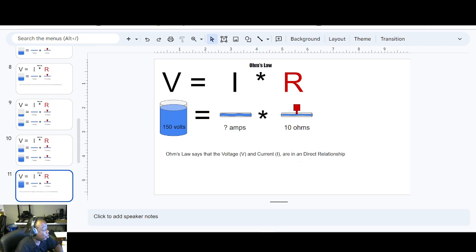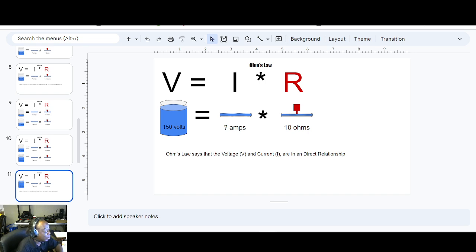What if you had 150 volts, just almost a full tank of water pushing through your pipes? Well, your pipes would have 15 amps. Very, very dangerous to touch the wires with 15 amps running through them.